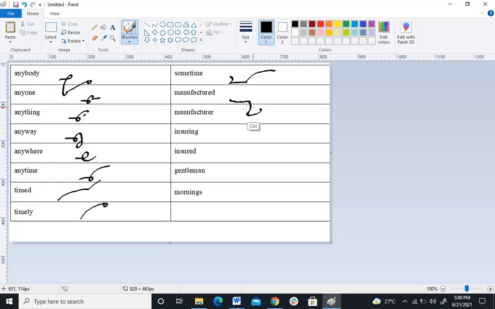Okay, so ulitin natin. Manufactured. Men blend. And then F. And then D. Kasi manufacture is yung MF na. Men blend and F is manufacture. Now, kapag ka manufactured, just add D. Okay? Next, manufacturer. Insuring. So, insure is insure. Ayan. And then insuring. Next, insured. Insured.